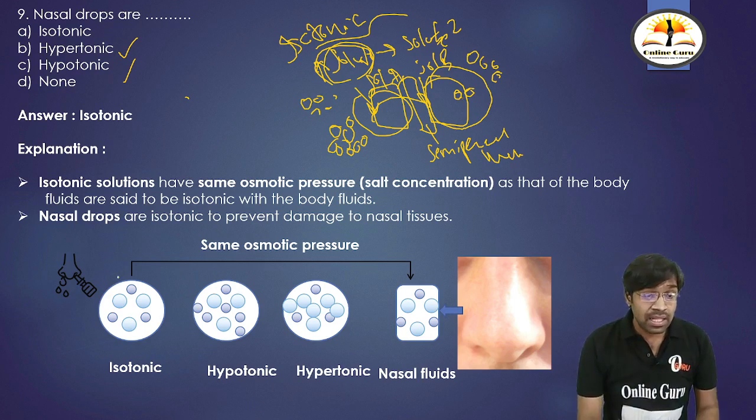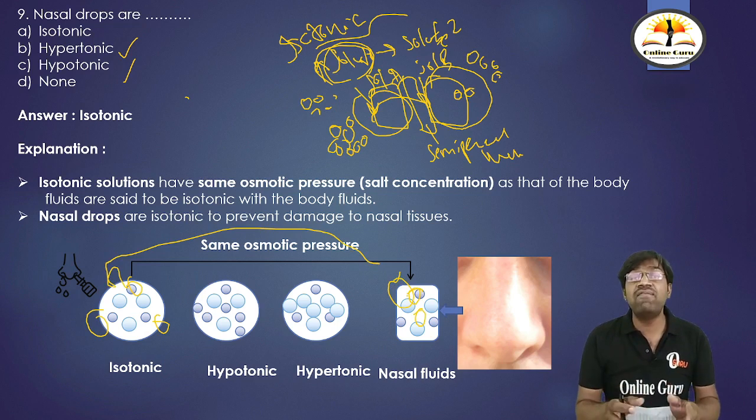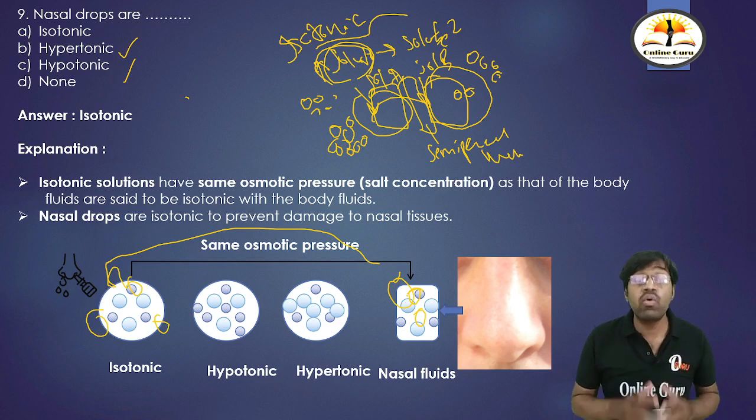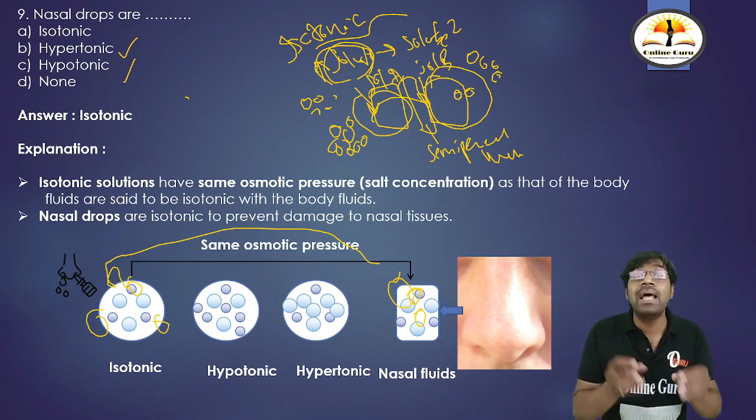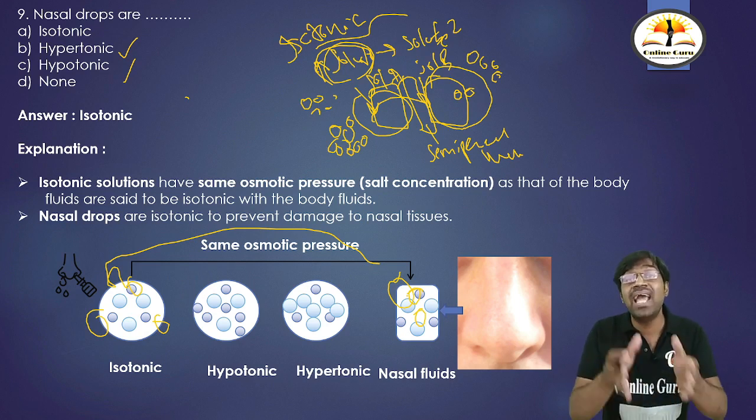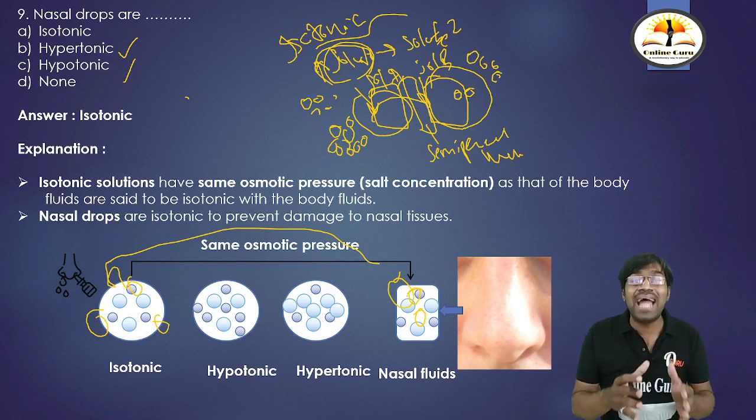The solute concentration of an isotonic solution is the same as that of the nasal fluids. Nasal fluids are the nasal secretions present in the nasal cavity. So what will happen if we use hypotonic or hypertonic solutions? They are going to cause degradation or damage to the nasal capillaries. Hence, to prevent these problems, the formulations are prepared by adding isotonicity modifiers, which maintain the isotonicity of the formulation so that there is no damage to the nasal blood capillaries.